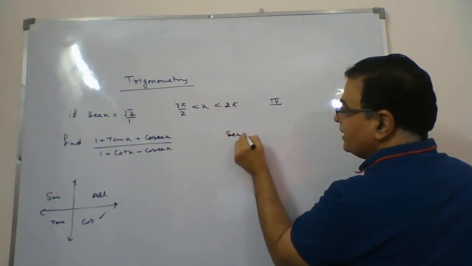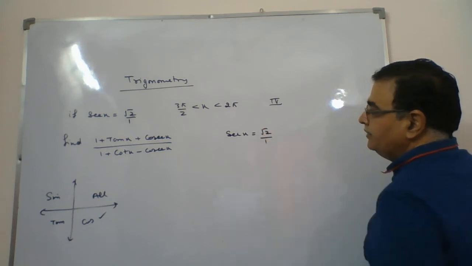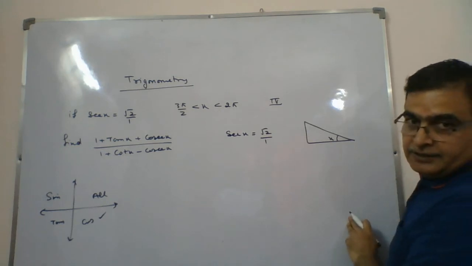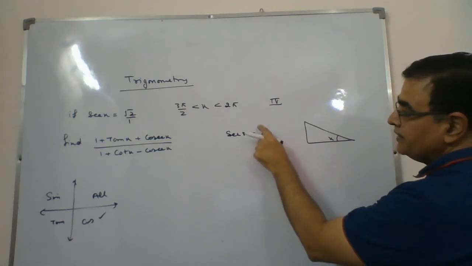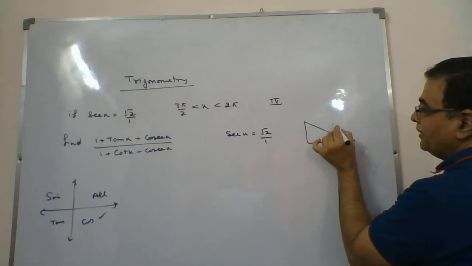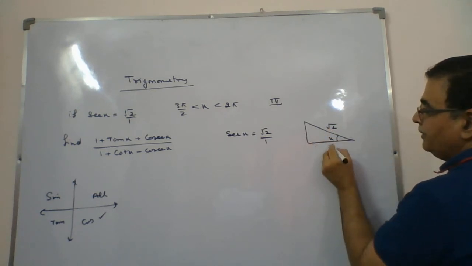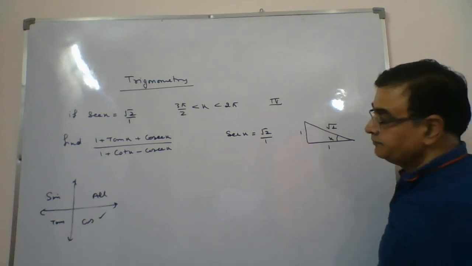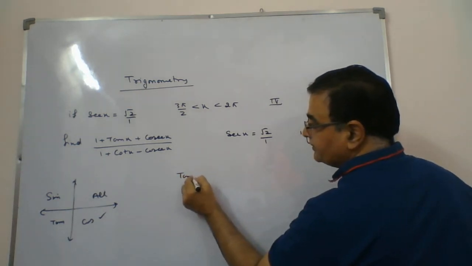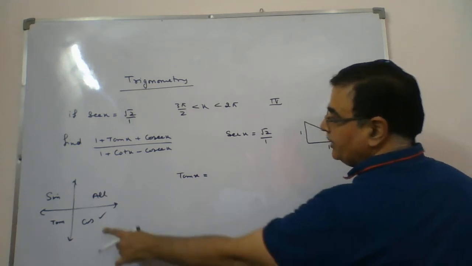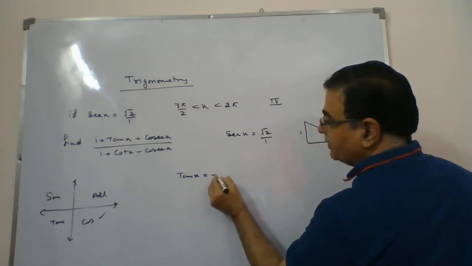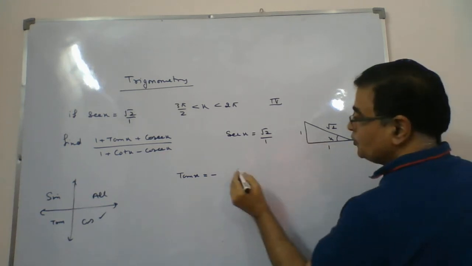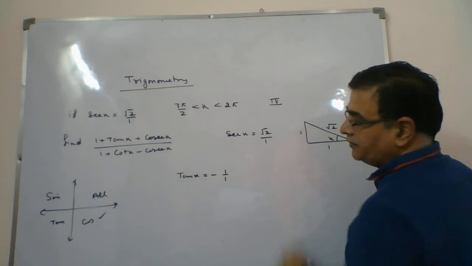When you think about sec x is root 2 by 1, you think about the triangle first. This is your x. Sec will be what? Cos is base over hypotenuse, so sec will be hypotenuse upon base. So hypotenuse is root 2, base is 1. Then perpendicular also comes out 1. Then we go for tan x. Tan x, when you take it, it is in fourth quadrant, tan will be minus. And what does the formula say? Perpendicular by base. So perpendicular is 1, base is 1.